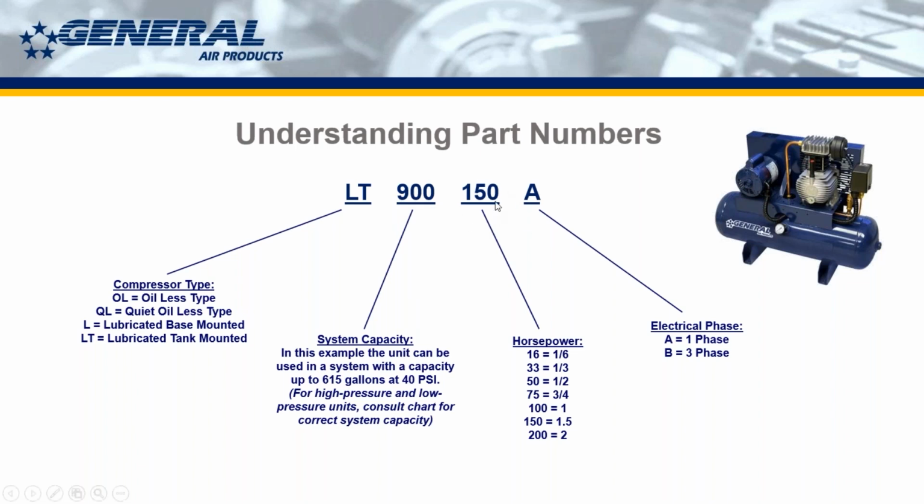The 150 is going to indicate the horsepower. So that'd be 1.5 if it's a 1.5 horsepower, or 50 if it's a half horsepower, like that. And then A is single phase, B is 3-phase. That's very important. If you thought you were getting a single phase and you got something with a model number that ends in B, you don't have single phase, you have 3-phase. So there's a lot you can tell from the model numbers about how that compressor is sized.